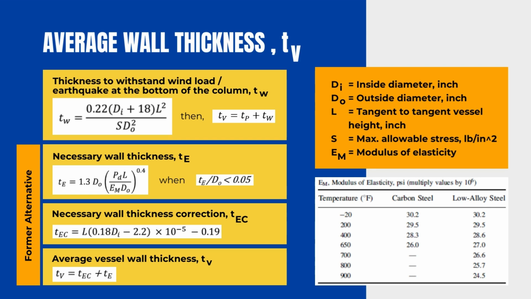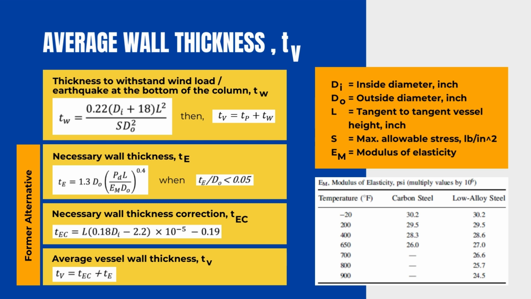The simplified equation is as follows, where TW is the necessary thickness in inches to withstand the wind load or earthquake at the bottom of the column. The term 18 in the equation of TW accounts for column cage ladders. The average vessel wall thickness, TV, is then computed from the average of the thickness at the top, TP, and the thickness at the bottom, TW. Therefore, TV equals TP plus TW.